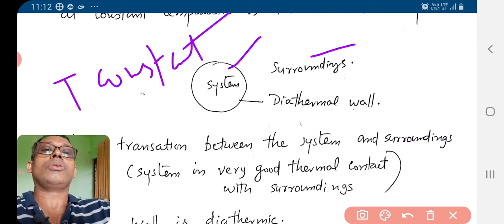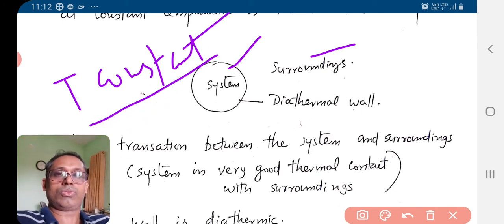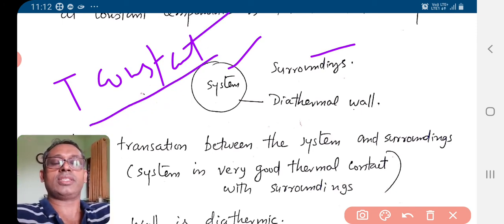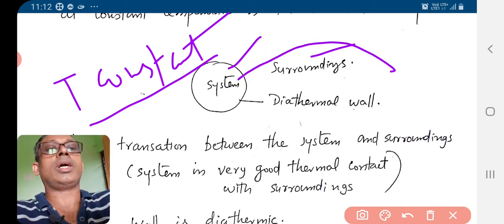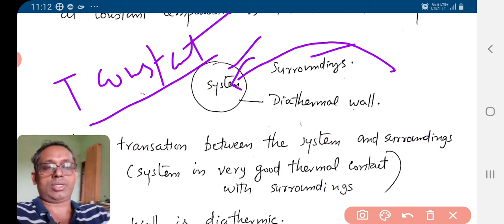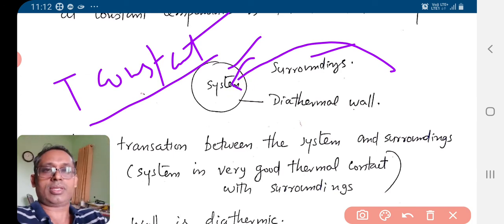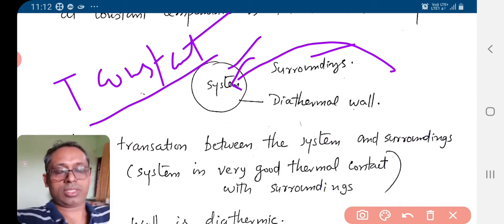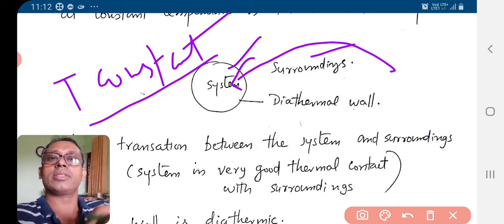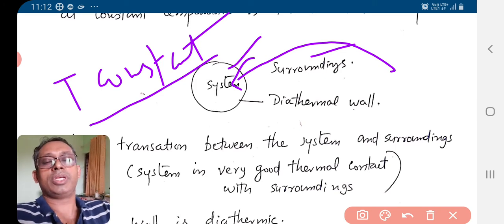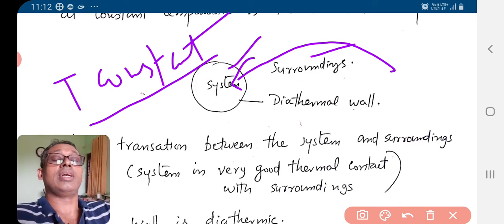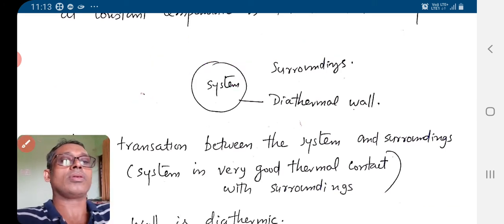Now, if in a process the system cools down, its temperature decreases, immediately heat will flow from the surroundings into the system, maintaining a constant temperature. So for this heat transfer to take place between the system and the surroundings, the system must be enclosed by a diathermal wall.